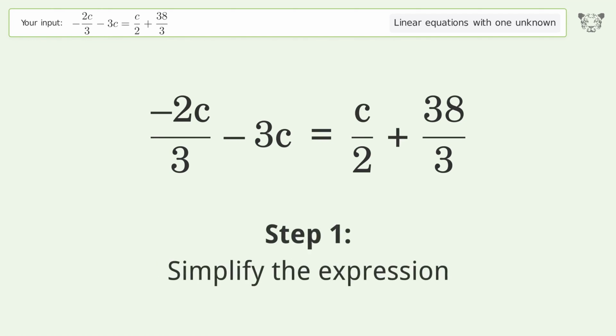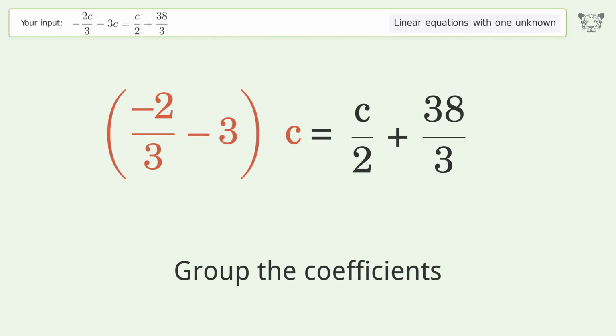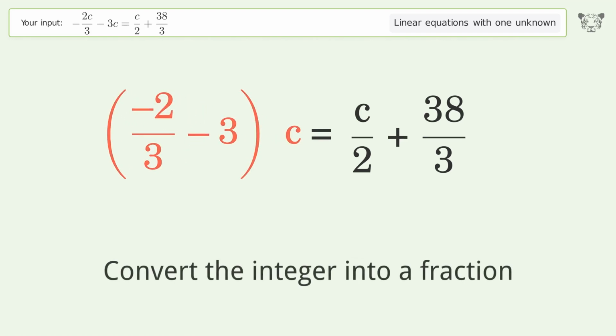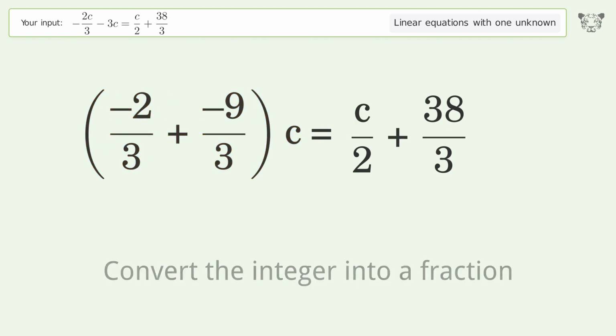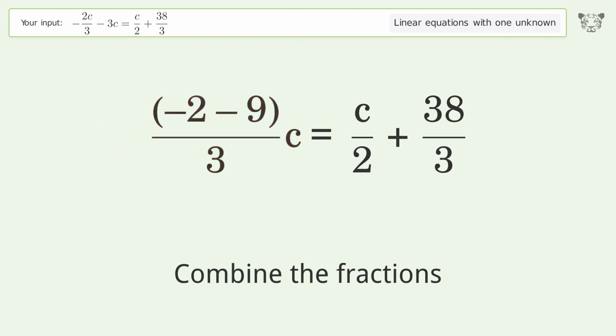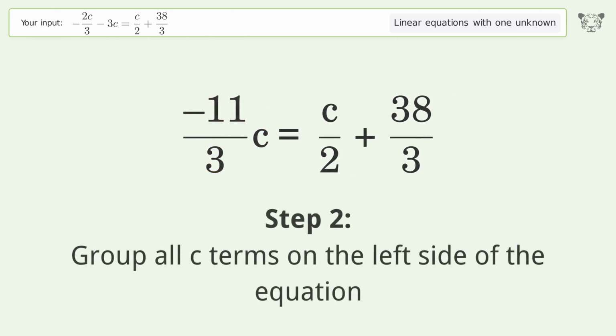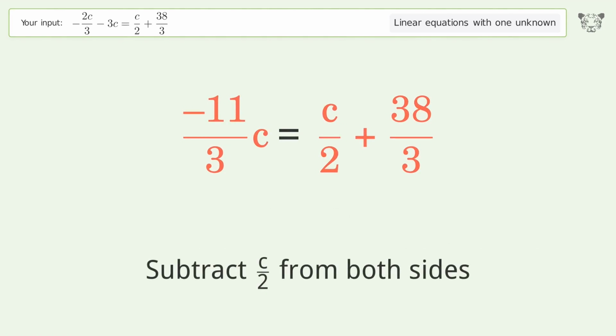Simplify the expression. Group the coefficients. Convert the integer into a fraction. Combine the fractions. Combine the numerators. Group all c terms on the left side of the equation. Subtract 100/2 from both sides.